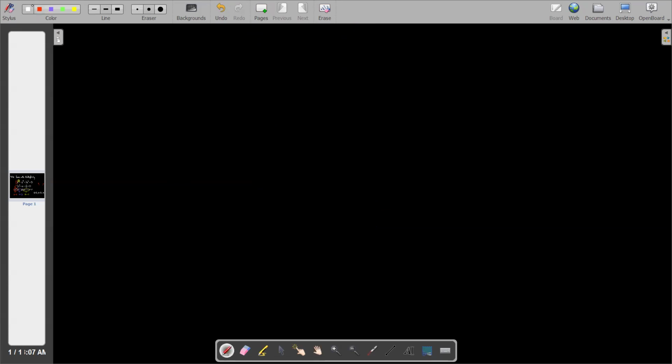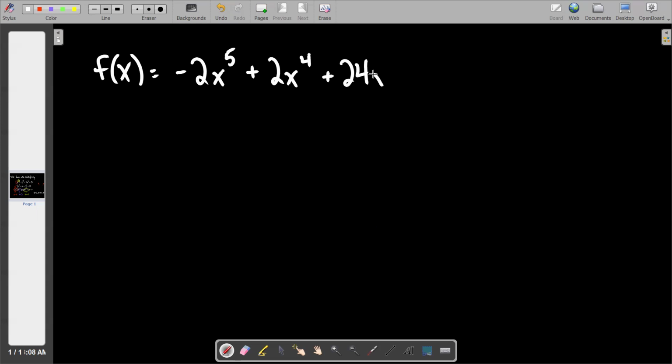So our next example is f of x equals negative 2x to the 5th plus 2x to the 4th plus 24x, you probably guessed it, cubed.